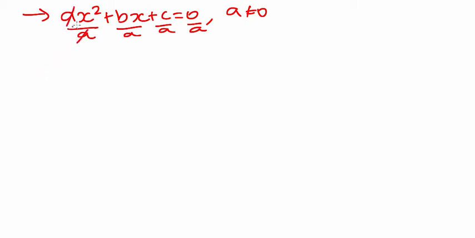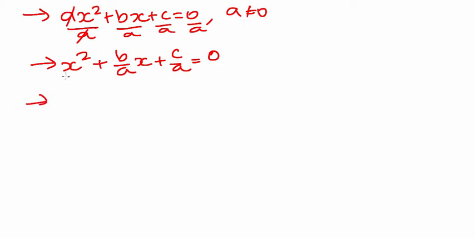The a's cancel each other, and you're left with x squared plus b over a x plus c over a, and 0 divided by a is just 0. That's good. Now the next step.